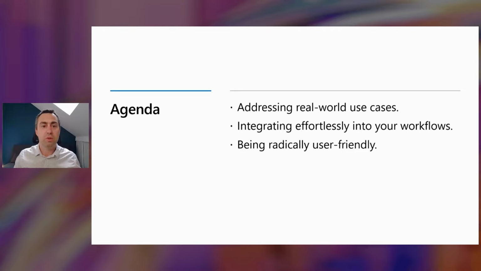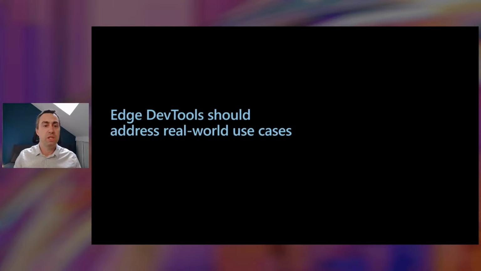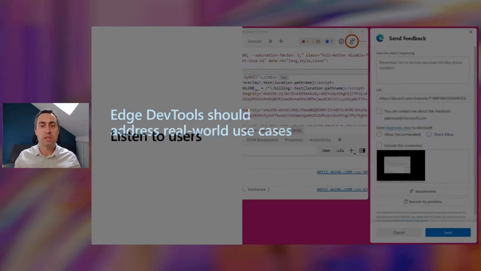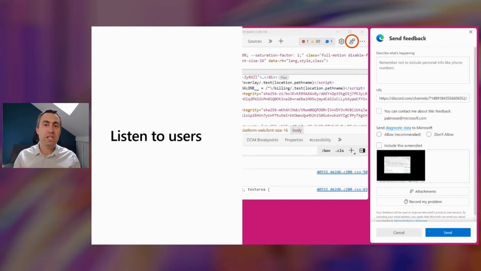So let's get started with the first strategy pillar, which is this idea that Edge DevTools should really address real-world use cases. And the strategy that we employ to do this is really quite simple: we actually listen to users. And it may seem pretty obvious, but not everybody does this to the extent that we do. On our team, and this is true for the whole of Microsoft actually, we really listen to customers in a lot of different ways, and we really pay attention to what people are telling us.